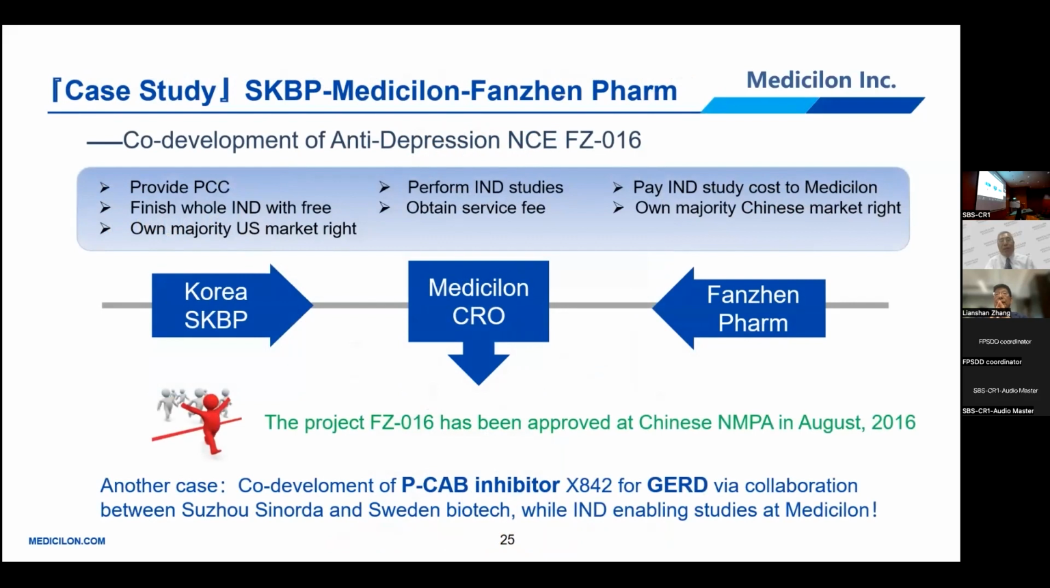So we actually have several good cases. You can check our website. You can see there are 2 drug candidates actually generated as IP in a foreign country, using Medicilon's IND filing capability and identifying a Chinese pharma to work together. I know professors may lack some funding, but pharma have some funding, and Medicilon can help get the IND done. So this is a very good case.